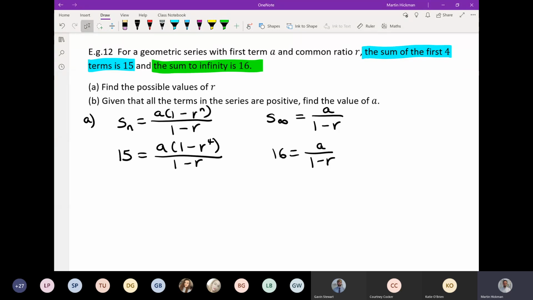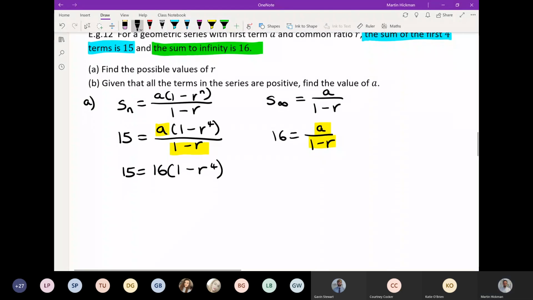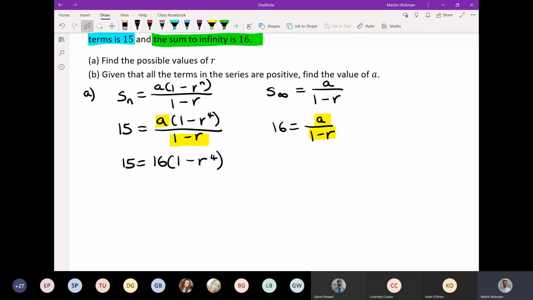Now, what I want to do is combine these two equations somehow. There's all sorts of rearranging you can do, but what I would notice here is that I can see an a over 1 minus r here, and I can see an a over 1 minus r here. Now I know that a over 1 minus r just equals 16. So what I can do is simply replace it with 16 wherever I see it, because I know the value of a over 1 minus r is just going to be 16. From here, I can now start to solve this equation.